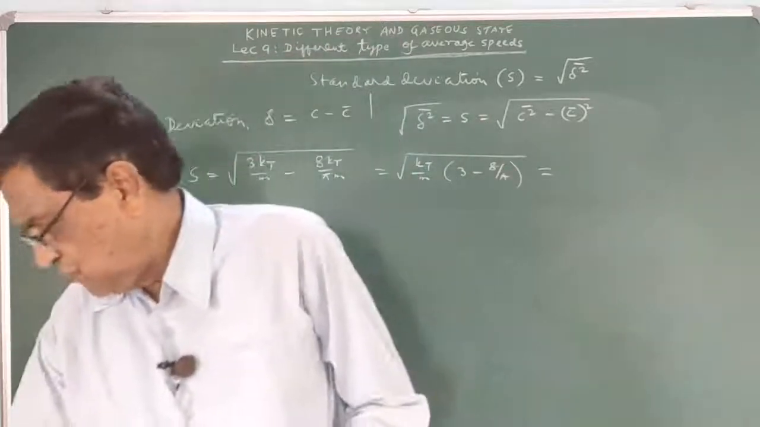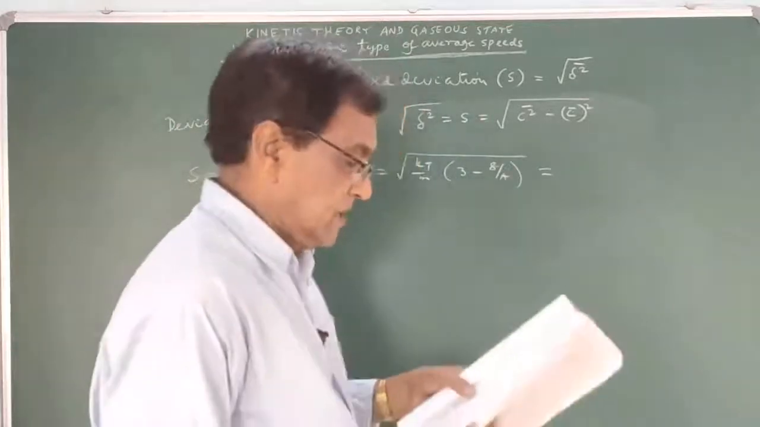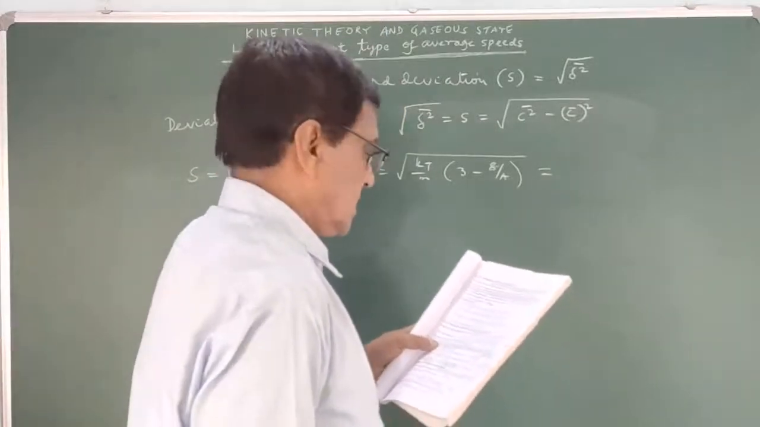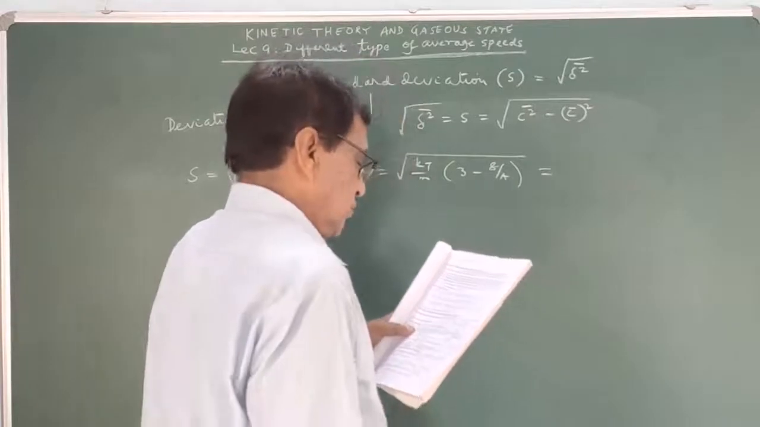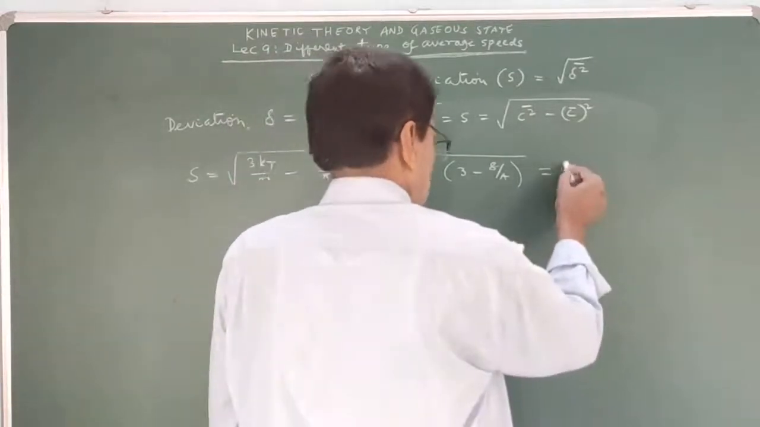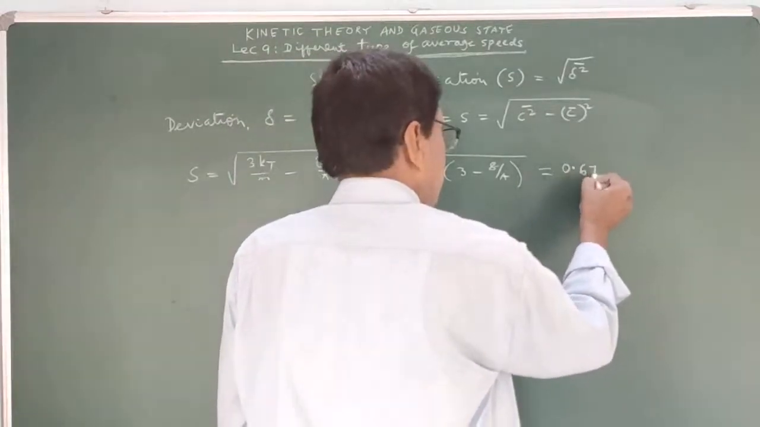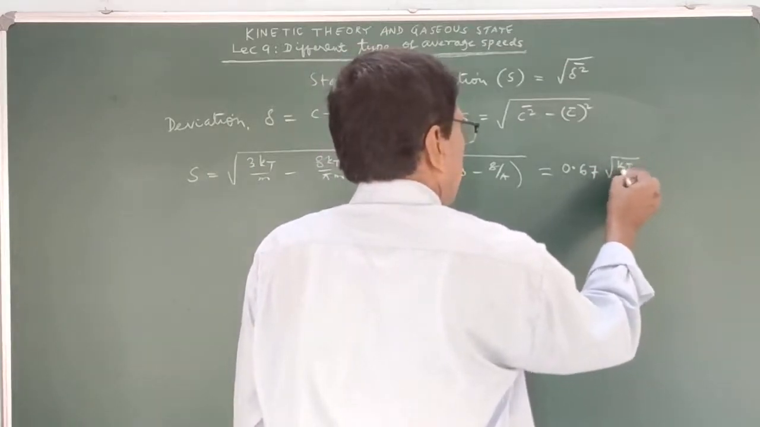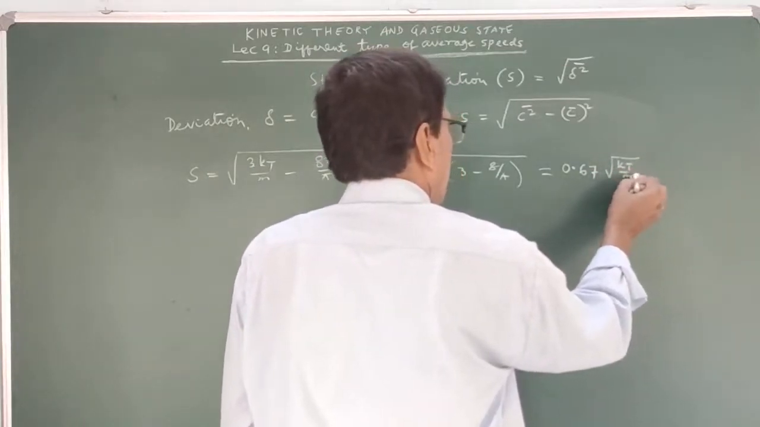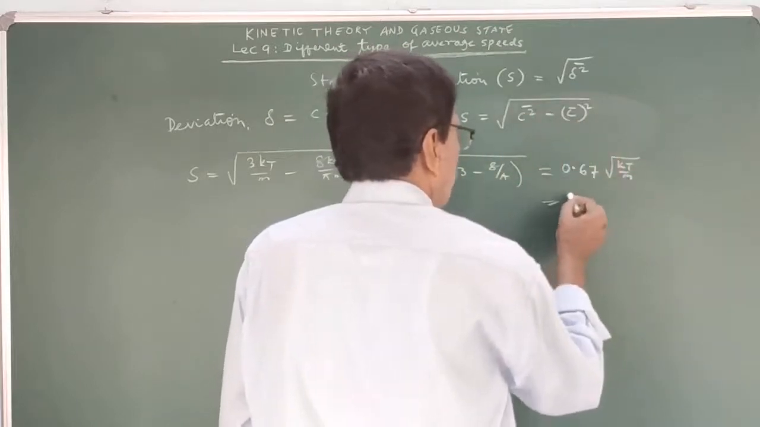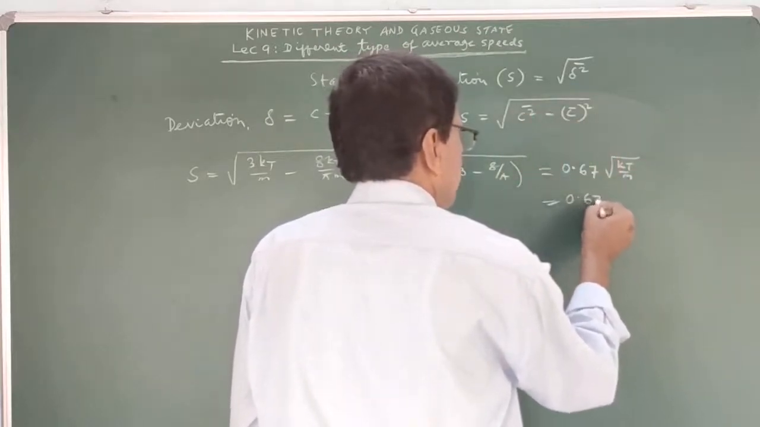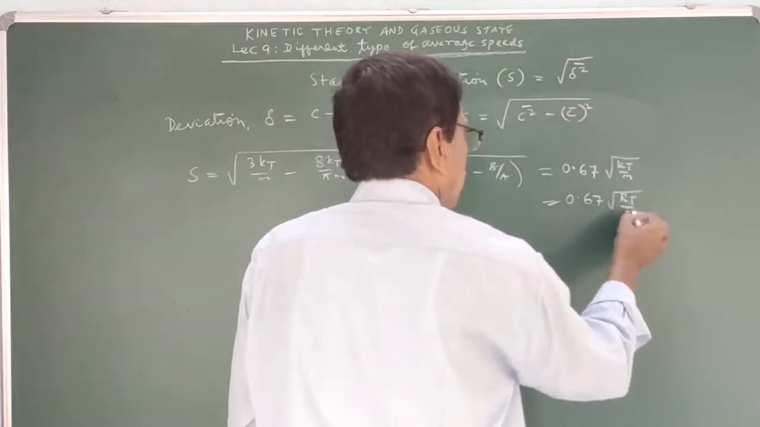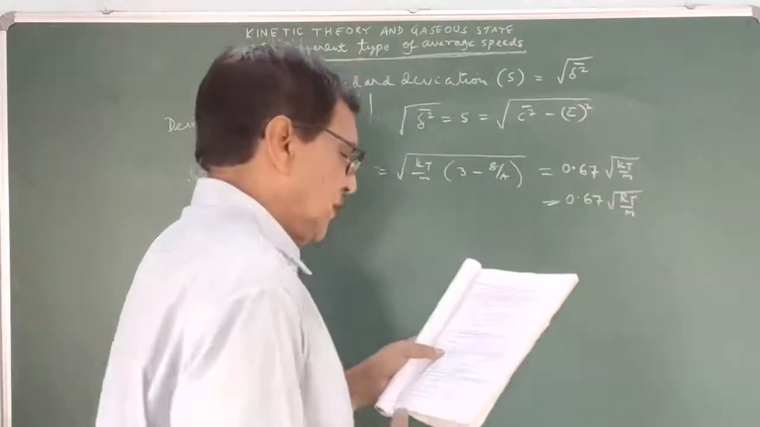This value will give you 0.67 root over of kT by m, or you can write 0.67 root over of RT by capital M. In this way, you can write.